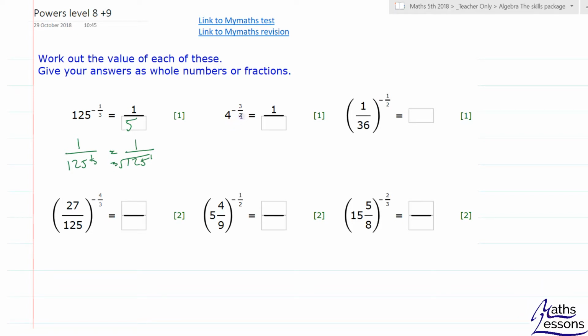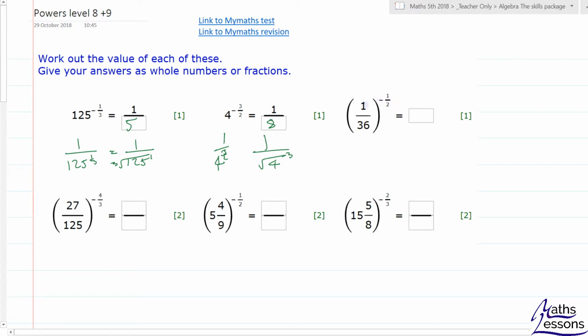So 4 to the minus 3 over 2. So the minus means 1 over the power of 3 over 2. Remember, the 3 means cube and the 2 means square root. 1 over the square root of 4, then cubed. Remember, you can do the square root first or the cube first. I think it's easy to square root 4 first. That gives me 2. And then I cube it, 8. So this will be 1 over 8.